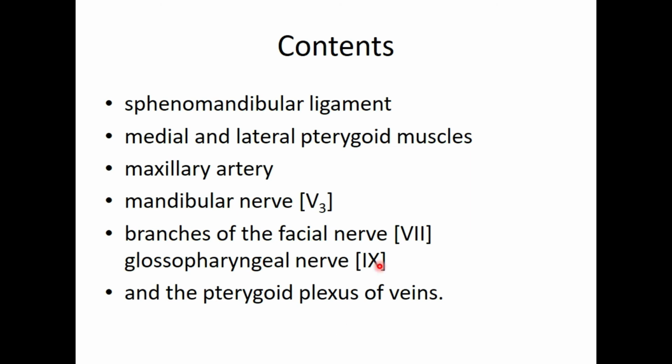So what are the structures which are present in this fossa? There is a ligament called the sphenomandibular ligament. Two muscles are present, that is the medial and lateral pterygoid muscles. There is an artery called the maxillary artery. There is a nerve, that is the mandibular nerve. Here it is written V3, that is V is basically a Roman way to write numbers. So this is the third division of the trigeminal nerve. Then branches of the facial nerve, that is the 7th cranial nerve, branches of the glossopharyngeal nerve, that is the 9th cranial nerve, and there is a venous plexus present called the pterygoid plexus of veins.